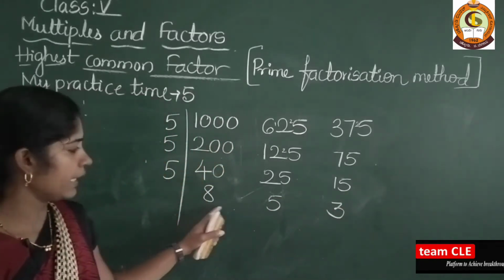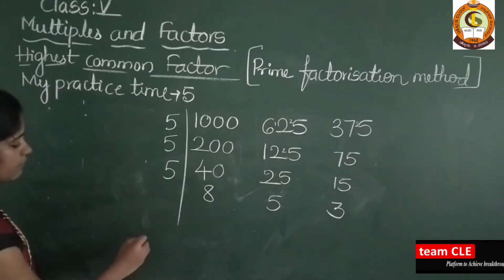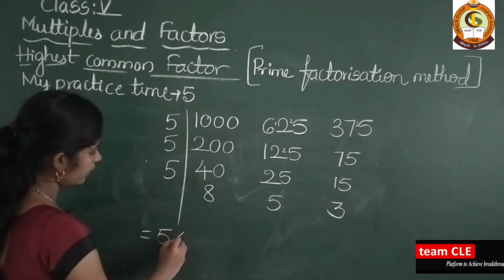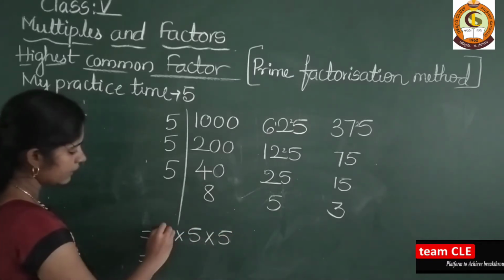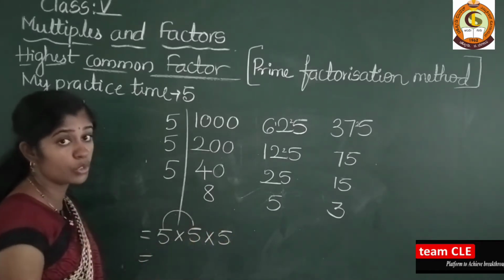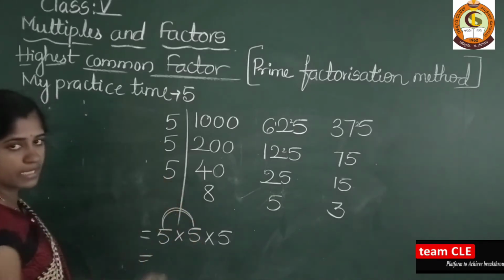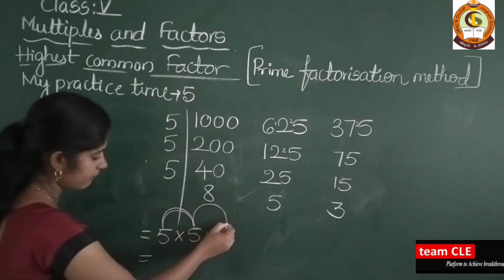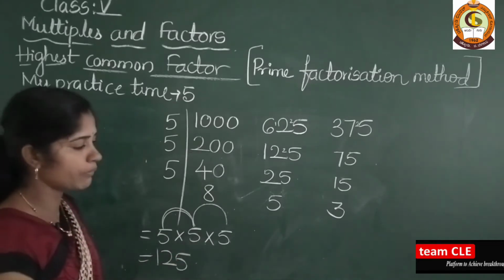Next you see here 8, 5, 3 are not in the same table, so you have to take these divisors. Take 5 into 5 into 5. 5 fives are 25. Don't write 5 ones are 5, 5 twos are 10, 5 threes are 15. No, it's completely wrong. You have to multiply: 5 fives are 25 and 25 fives are 125. I hope you are getting my point.